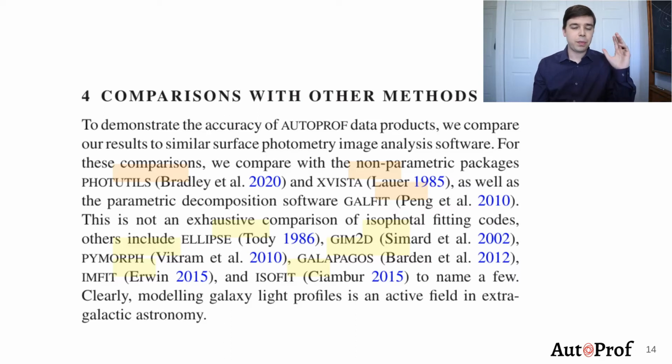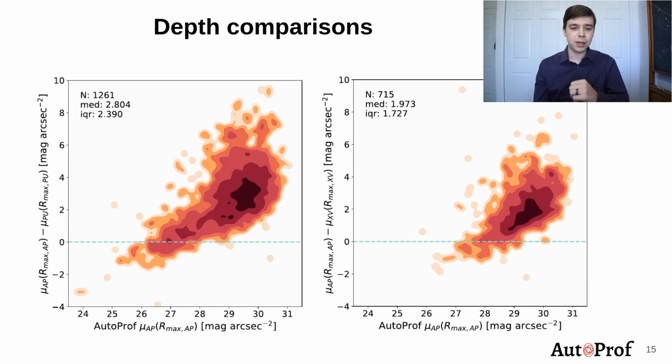All right, now we also, in the AutoProf paper, compared AutoProf with a variety of other photometry softwares, including PHOTUTILS, XVISTA, and GALFIT. There are a whole bunch of other codes out there for doing similar analyses, but these three let us really test how AutoProf fits in the space of photometry codes. One of the main results was that while AutoProf, XVISTA, GALFIT all agree with each other in the central parts of galaxies to a really consistent precision, when we get out to the outskirts, there are some significant differences.